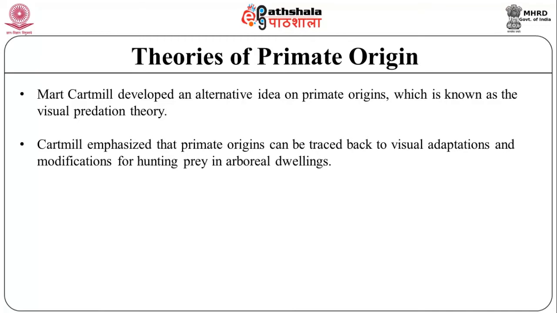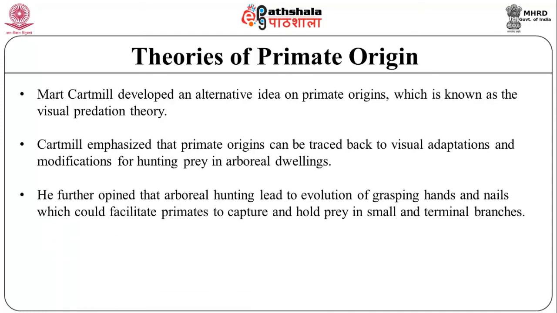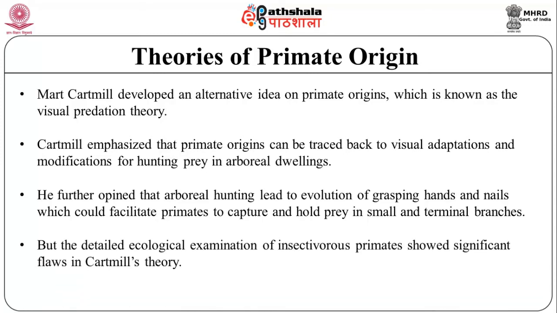Matt Cartmill developed an alternative idea on primate origins, which is known as the visual predation theory. Cartmill emphasized that primate origins can be traced back to visual adaptations and modifications for hunting prey in arboreal dwellings. He further opined that arboreal hunting led to the evolution of grasping hands and nails, which could facilitate primates to capture and hold prey in small terminal branches. But detailed ecological examination of insectivorous primates showed significant flaws in Cartmill's theory.